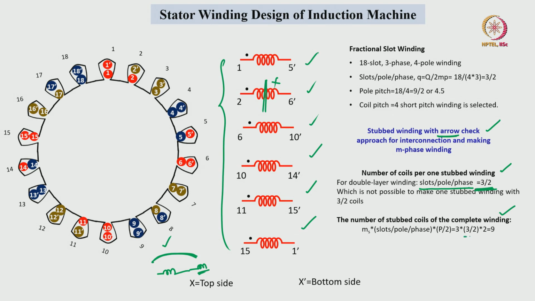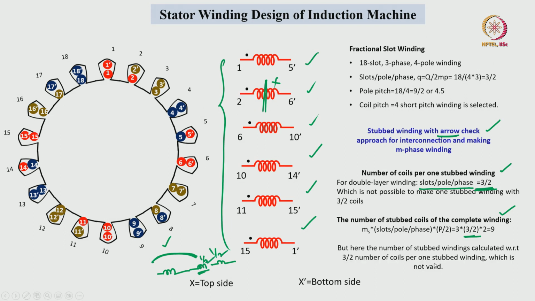As per the 3 by 2 ratio, each and every stub winding has 1.5 coils, right. We have to split each coil into half and half, which is not possible. So, with respect to that, 9 stub windings are required. So, 9 stub windings representation is not possible with respect to the splitting of each winding.